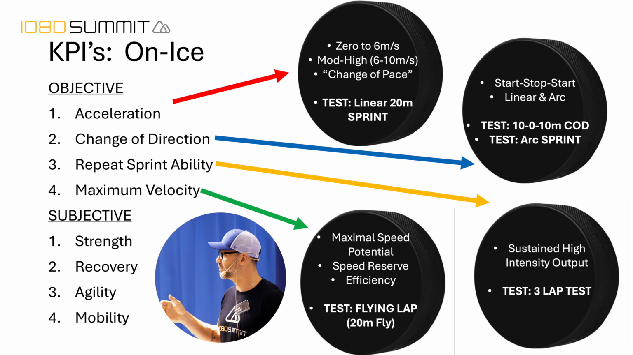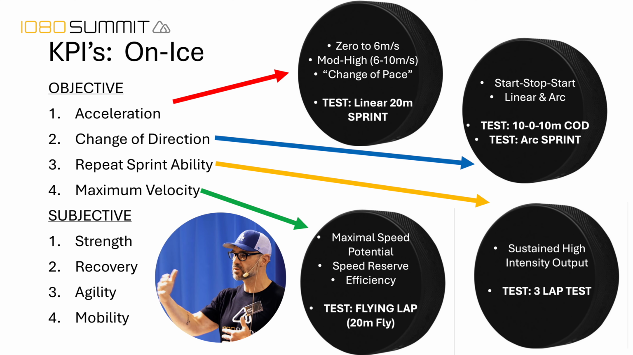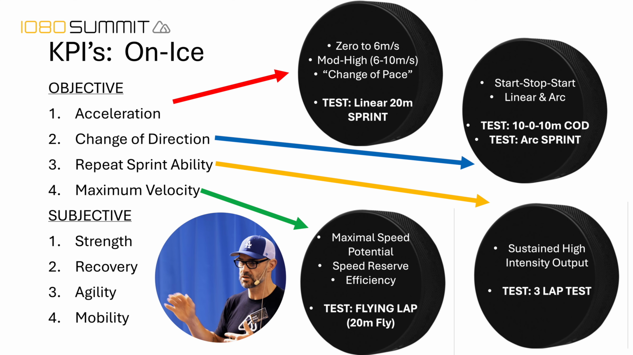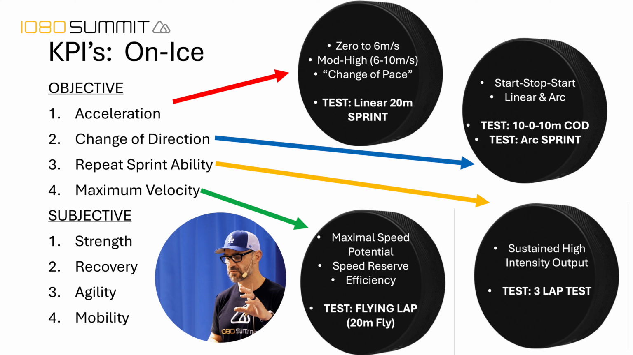And then repeat sprint ability is one that, unfortunately, we don't get a lot of access to our athletes on ice. For those of you who may or may not know, there's a lot of rules with the collective bargaining agreement and players associations. So we are still fairly limited in terms of how much on-ice testing we can do, but we've played with what we call a 3-lap test.